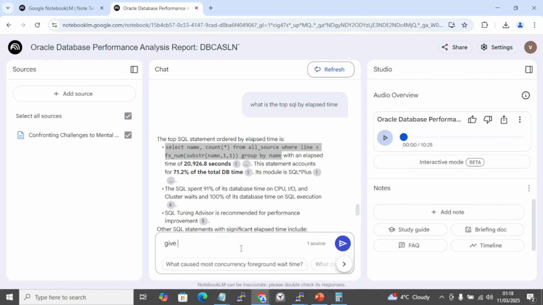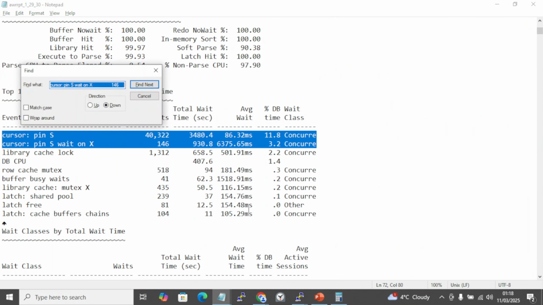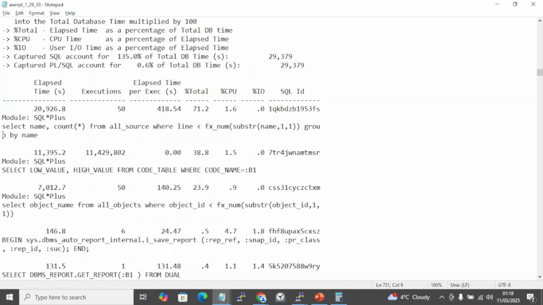Let's see if it's able to keep the context. Fine. I'm going to ask it to give me the SQL ID. So it should relate my last question and this question, and should tell me that this is the SQL ID related to the top SQL text that it printed. And it's thinking. Let's see. So I'm expecting that it gives me SQL ordered by elapsed time. It should give me this.